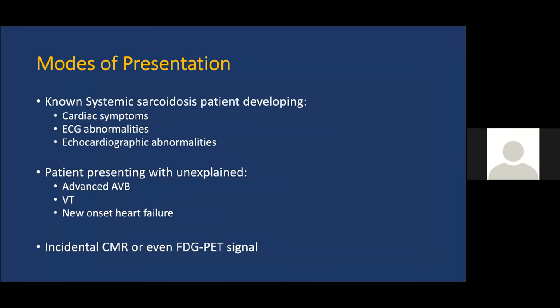There are different modes of presentation for cardiac sarcoidosis patients. We have patients who have known systemic sarcoidosis, and they may develop cardiac symptoms, including palpitations, syncope or dizzy spells, or even disproportionate breathlessness. We may identify some rhythm abnormalities on the ECG or Holter, and we may identify abnormalities in their echocardiography. For these patients, the Heart Rhythm Society has clearly said that they should be investigated with an advanced imaging modality such as MRI or PET. And as I showed you earlier, the American Thoracic Society recommended performing an MRI.